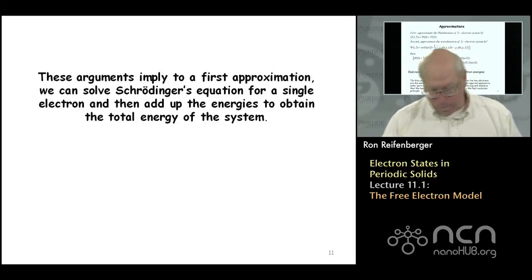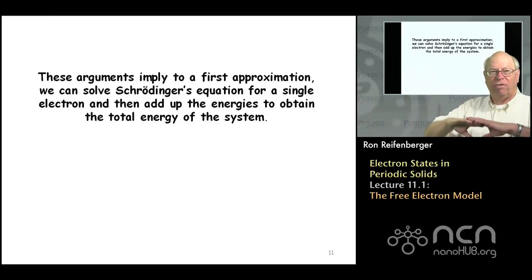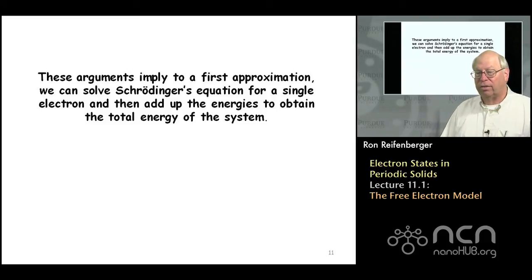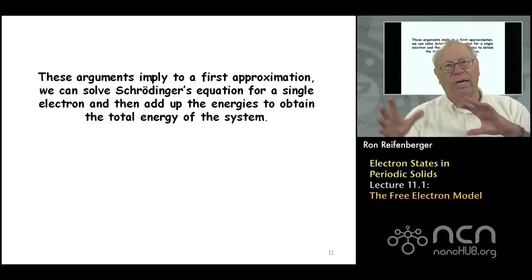So this is a first approximation to solving Schrodinger's equation for this very complicated problem that involves something on the order of 10 to the 28 electrons per cubic meter. What we're going to do is we're going to focus on the single particle energies, and we're going to add up those energies to get the total electron energy in the system. So this is kind of a general introduction to where we're going to go.